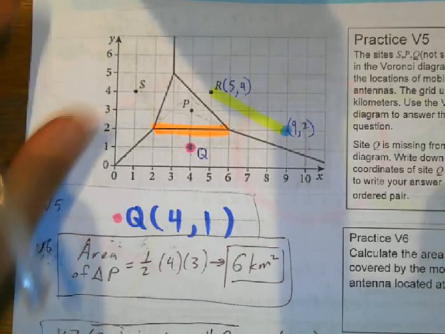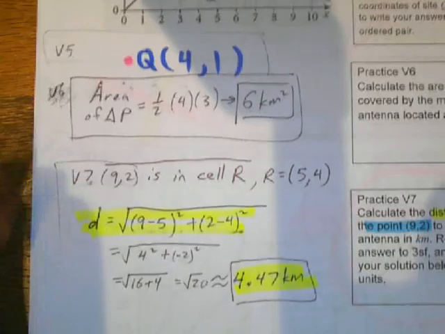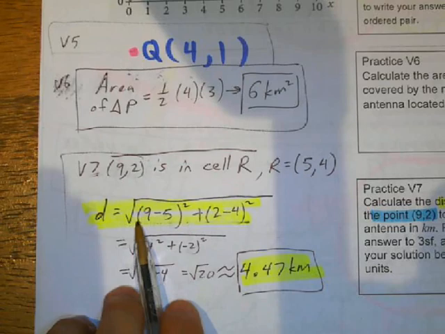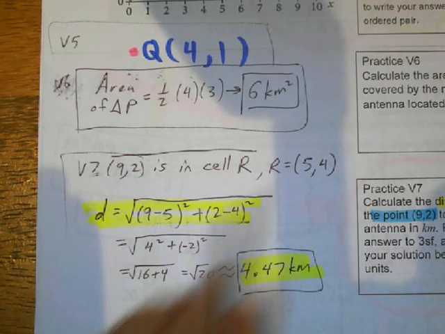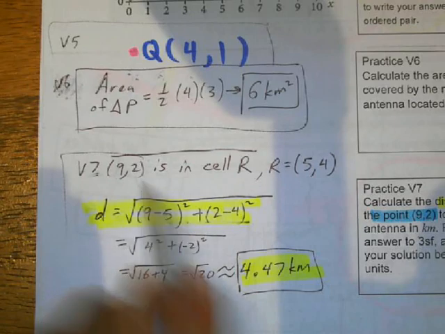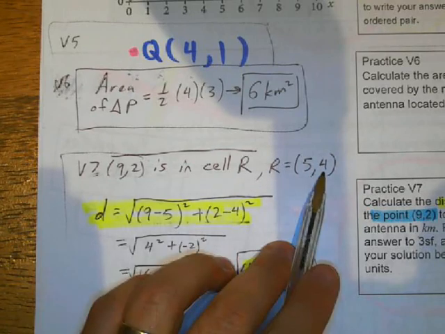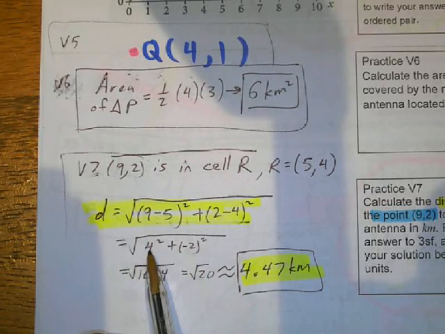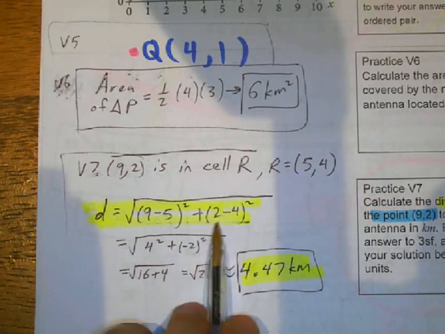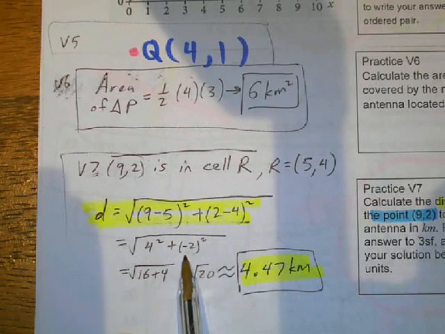So using my distance formula, the difference between the x values is 9 minus 5, and the difference between the y values is 2 minus 4. Now, 9 minus 5 is going to give me 4, and I square that and I get 16. 2 minus 4 is going to give me negative 2, and when I square a negative, we always get positive. Add these together, take the square root. The distance between the point 9, 2 and R is going to be this.